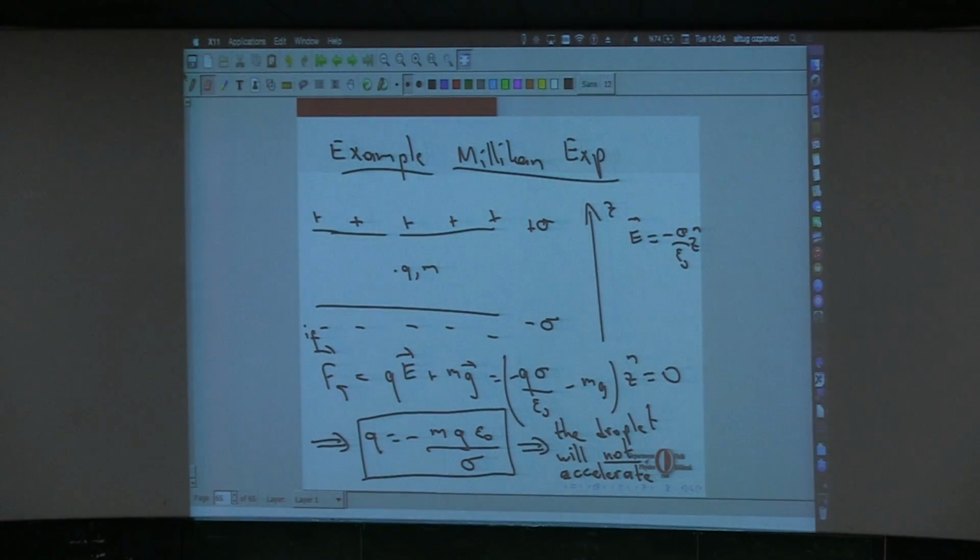Now, Newton tells us that if something is not accelerating, it means that the net force acting on it is zero. There are two forces acting on these droplets hanging in the air, the electric force and their weight. So they have to cancel each other. And so the charge of these droplets should be given by this expression, only for those droplets that are hanging in the air.